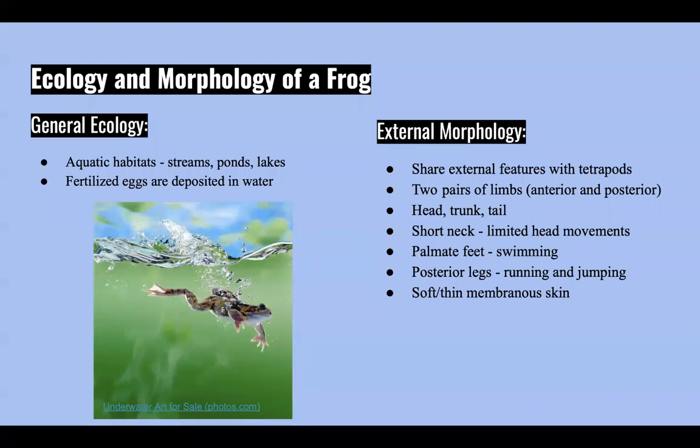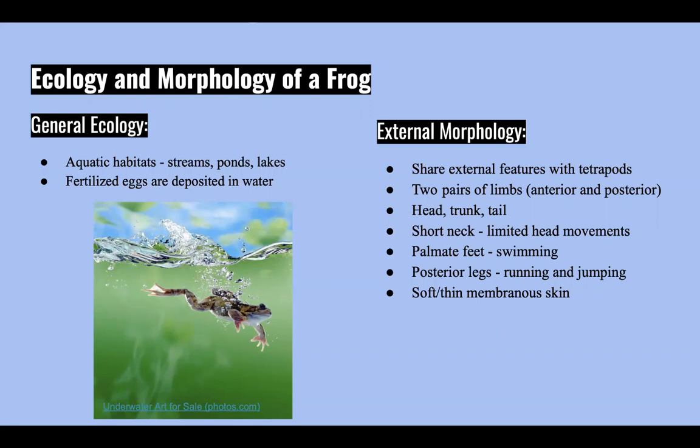So for the ecology and morphology of a frog, its general ecology is that it can be found in aquatic habitats such as streams, ponds, and lakes. And its fertilized eggs are often deposited in water. Its external morphology is that it shares external features with the tetrapods. Frogs have two pairs of limbs, the anterior arms and the posterior legs.